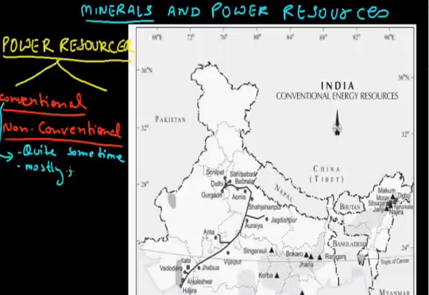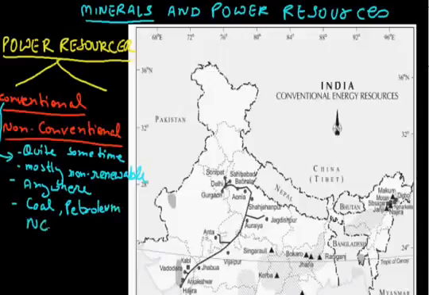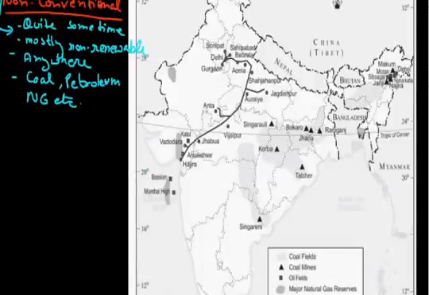Mostly they are non-renewable. We can produce energy from these resources at any part of the world, meaning anywhere. The examples are coal, petroleum, natural gas, etc. Now let us take each example one by one.